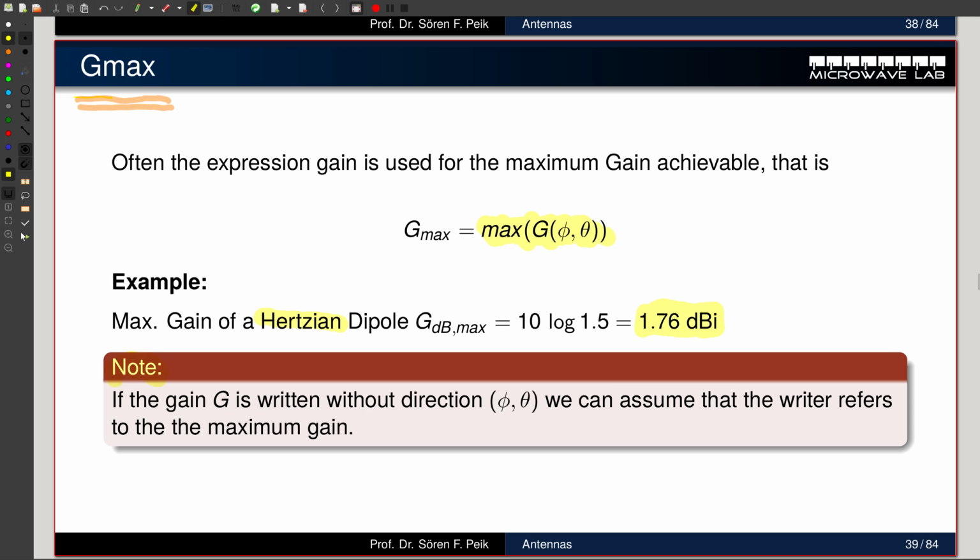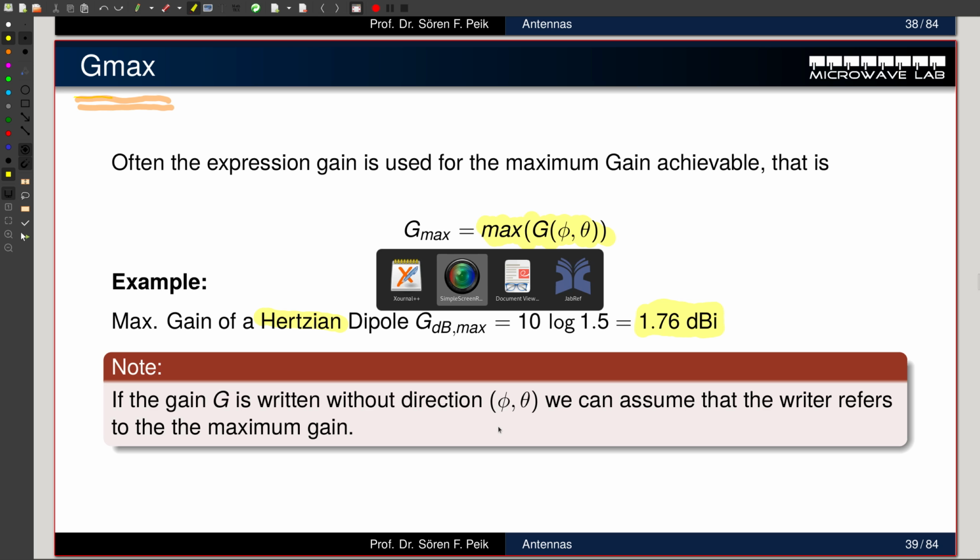Please note something I've written here. Often, the gain G is written without direction information. It just says this antenna has a gain of 15 dB or 15 dBi. This actually means that this is the maximum gain of the antenna. Everybody says that, even though it's not mathematically correct. When somebody says this antenna has a gain of 15 dB, he or she means that the maximum gain of the antenna is 15 dB.